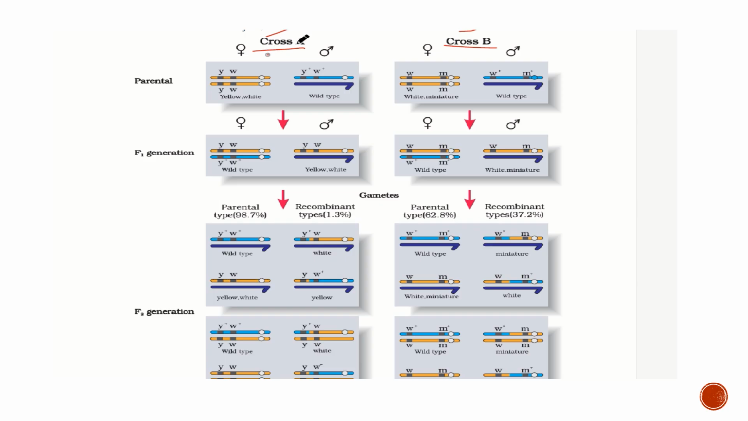So cross A was done first. This is the symbol for female and this is the symbol for male. Here these are the parental chromosomes. Y is yellow and W is white, and this is the yellow white chromosome, and this is wild type. So what is wild type? Wild type we are denoting with Y plus and W plus. Wild type is always the dominant type, and it is the normal one which is not produced in the lab. It is the normal type of chromosome.